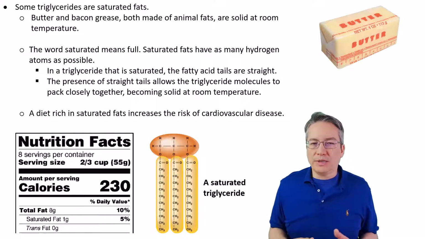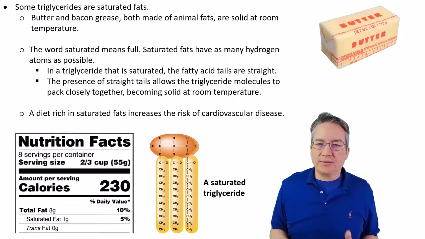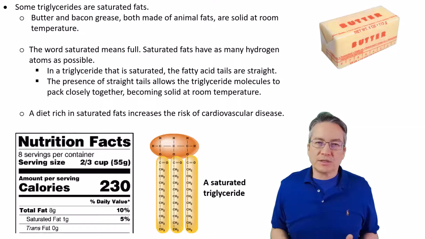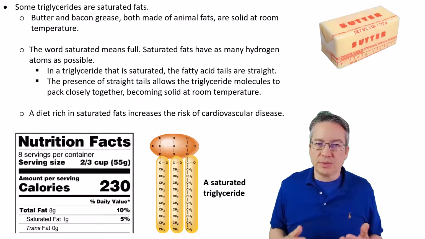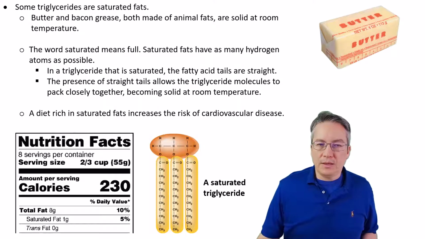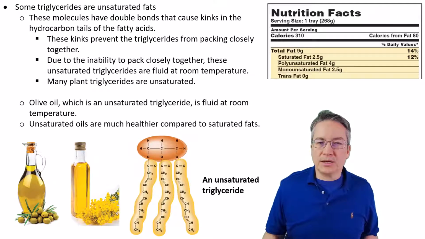As you probably know, a diet rich in saturated fat increases the risk for cardiovascular disease. So eating lots of butter, eating lots of bacon, things like that, a lot of animal fats, it's a risk factor for cardiovascular disease, meaning that it increases your risk of having cardiovascular disease at some later point in your life. So let's look at the other kind of fat.